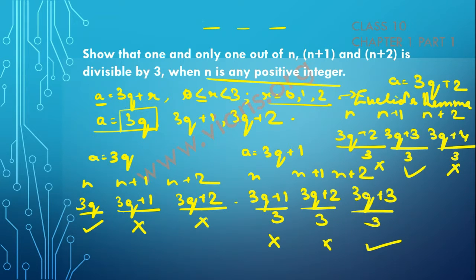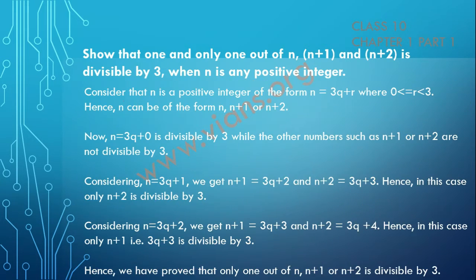So this is the solution to this problem. In case you're not able to understand my handwriting, that is what I've explained over here as well. I've taken n is equal to 3q plus r, and since 0 is less than or equal to r is less than 3, we know that n has to be of the form 3q, or 3q plus 1, or 3q plus 2, and hence we've solved it over here.